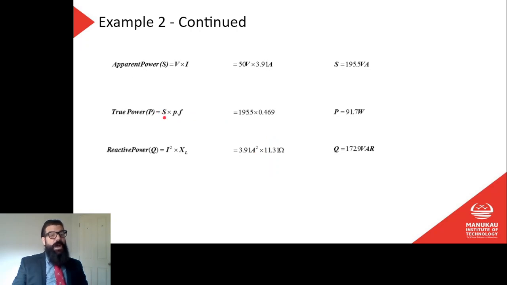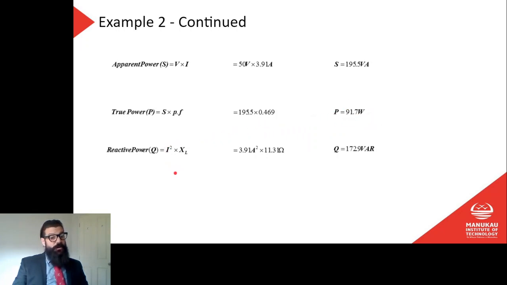Right, so power in the resistor would be 6, that's the resistance, times the current squared, I squared R. So current would be 3.91 amps, we have that here. Square that, multiply by 6, should give us the same result as we've got here. Or we could do it this way, S times power factor, so we've already worked out S, there it is there. 195.5 times 0.469 gives us a power of 91.7 watts.